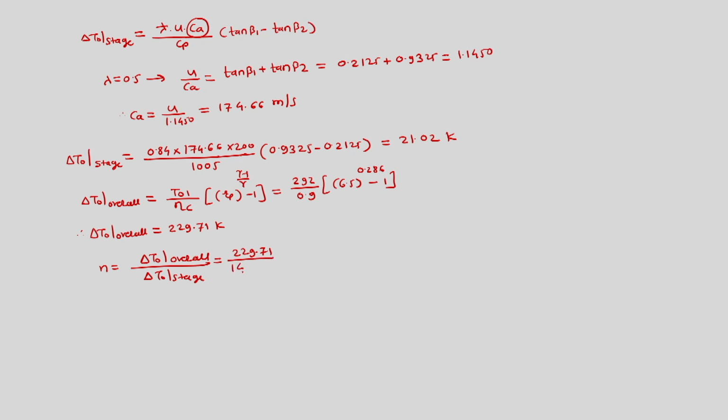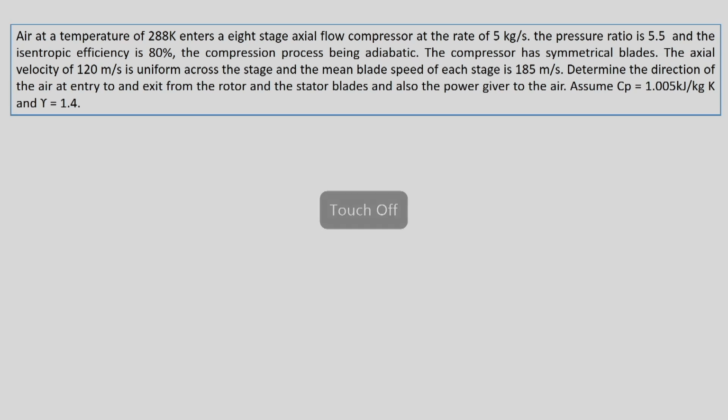229.71 divided by 174.66 divided by 21.02, and this gives us 10.92, which is 11 stages are required. We will move to next example.